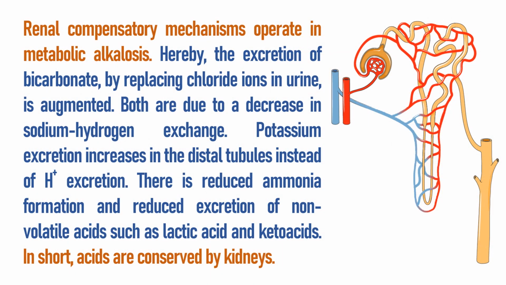Renal compensatory mechanisms operate in metabolic alkalosis. Hereby, the excretion of bicarbonate, by replacing chloride ions in urine, is augmented. Both are due to a decrease in sodium-hydrogen exchange. Potassium excretion increases in the distal tubules instead of hydrogen excretion. There is reduced ammonia formation and reduced excretion of non-volatile acids, such as lactic acid and ketoacids. In short, acids are conserved by kidneys.